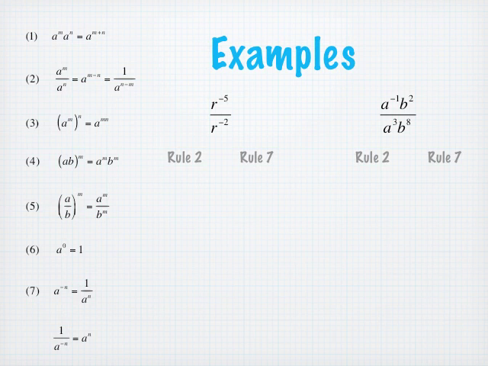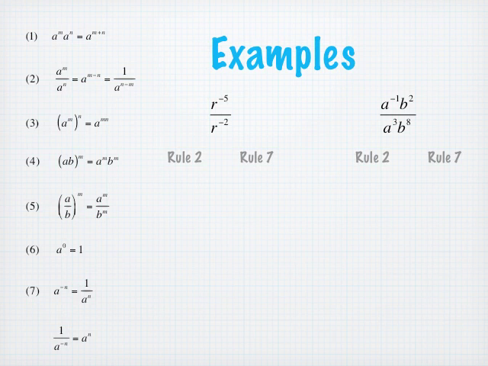Now we have just more examples. So let's take this r to the negative fifth over r to the negative 2. Do it using rule 2 and also using rule 7. And then same for the a b example. Pause the video and then come back and see how you do.